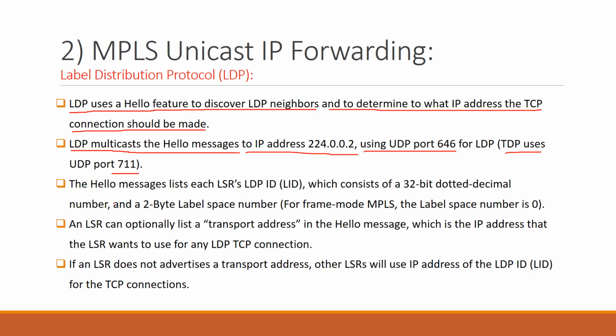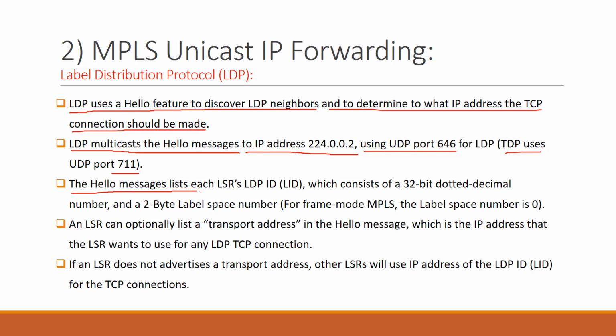So LDP uses hello messages destined for a multicast address 224.0.0.2 using layer 4 protocol UDP and port 646 for LDP. Once the neighborship is established, updates can be sent using TCP and the same port number. But let's think about the hello messages that are exchanged between label switch routers to establish the LDP neighborship.